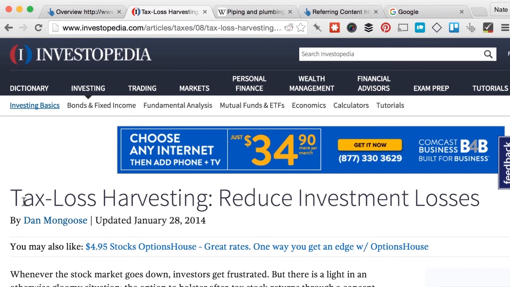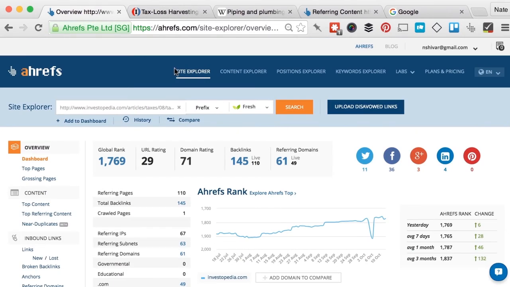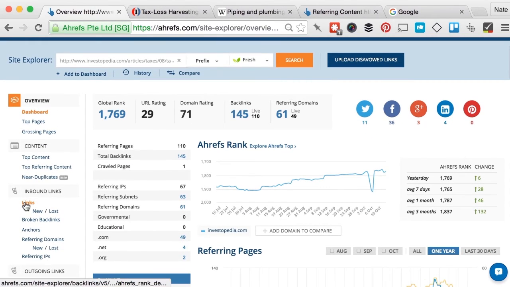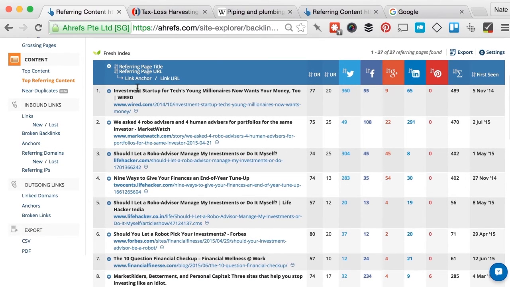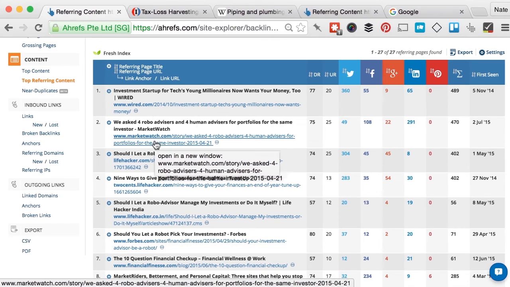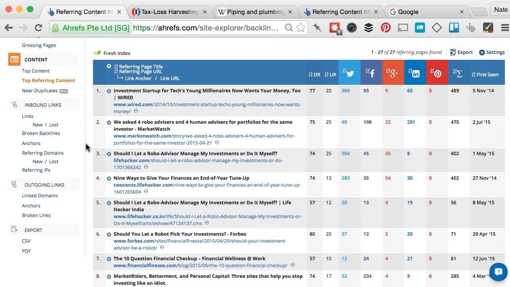So you take something like tax loss harvesting, an Investopedia guide, and drop it into Site Explorer. You can go down, look at the links, look at the top referring content, and you can instantly find writers and journalists who are writing about tax loss harvesting, and you can do two things. You can create content that they're more likely to link to, or you can scrape these, find the journalists who are writing it, and use them to prioritize your PR outreach, because you'll know that these writers not only are looking for good source information, but that they also link out.